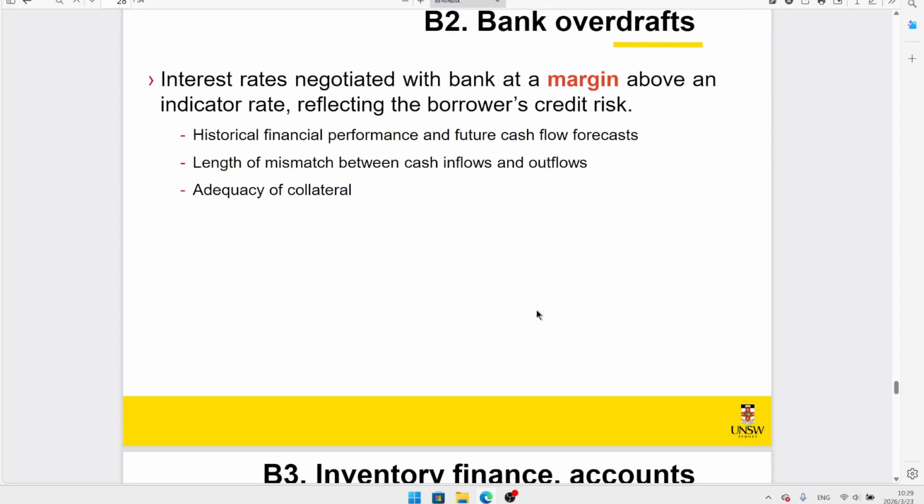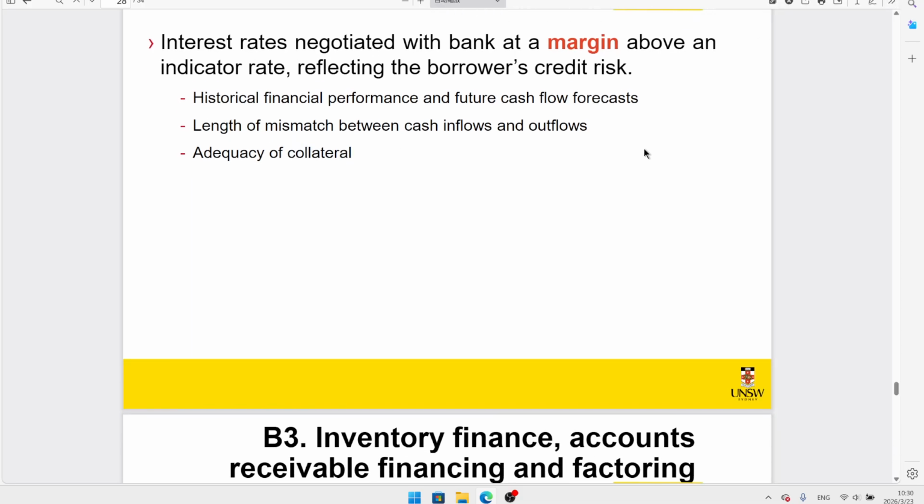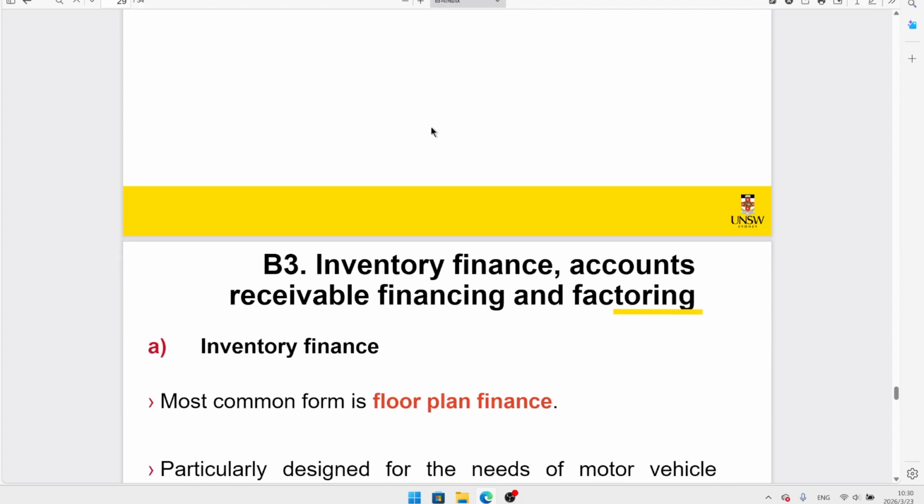It also reflects the length of mismatch between cash inflows and outflows, and the adequacy of collateral. Collateral is the assets that are used to back a loan.